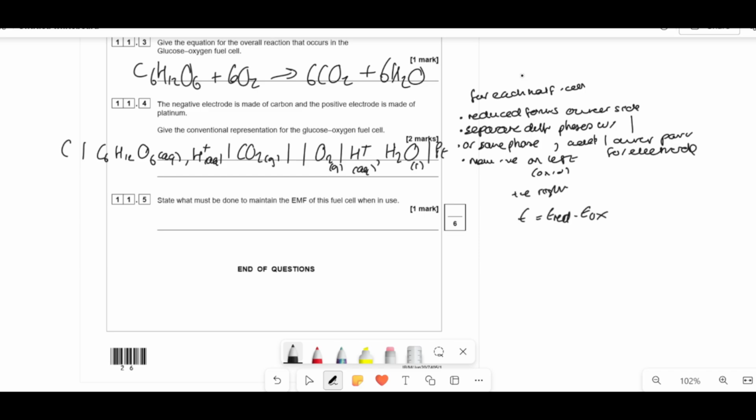So it says, state what must be done to maintain the EMF of this fuel cell while in use. Well, you need to just constantly add glucose and oxygen. Otherwise, it wouldn't work.